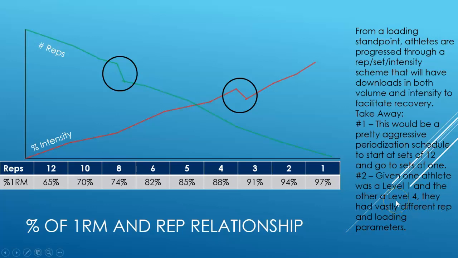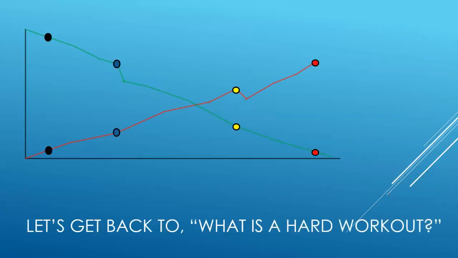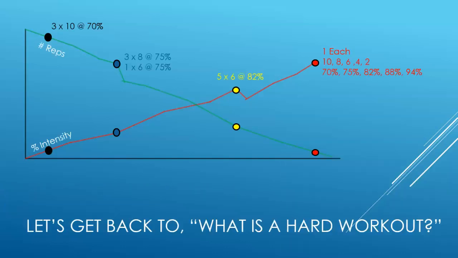So with this, the rep and loading parameters are vastly different for a level 1 to a level 4. And I would contest, when we look at this over the course of maybe a 12-week mesocycle, here's our intensity, here are our reps, we have 3 sets of 10 at 70, here's our rep range. I would contest that even at 30 reps, 30 reps, 30 reps, if you calculate it out at these percentages, we could plot this anywhere and say, this is a pretty dang hard workout.